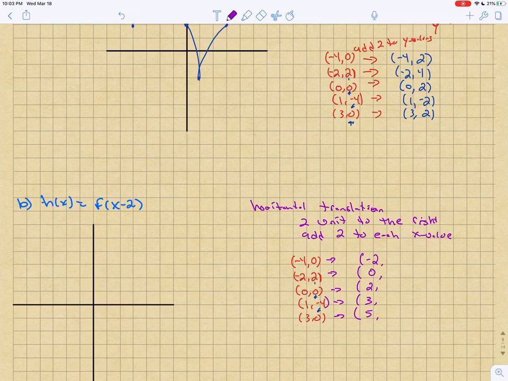And remember, I did not affect the y value. It's no longer -2, 2, it's 0, 2. It's no longer 0, 0, it's 2, 0. It's no longer 1, -4, it's 3, -4. It's no longer 3, 0, it's 5, 0. So it should look like the original graph, except it's been translated 2 units to the right.